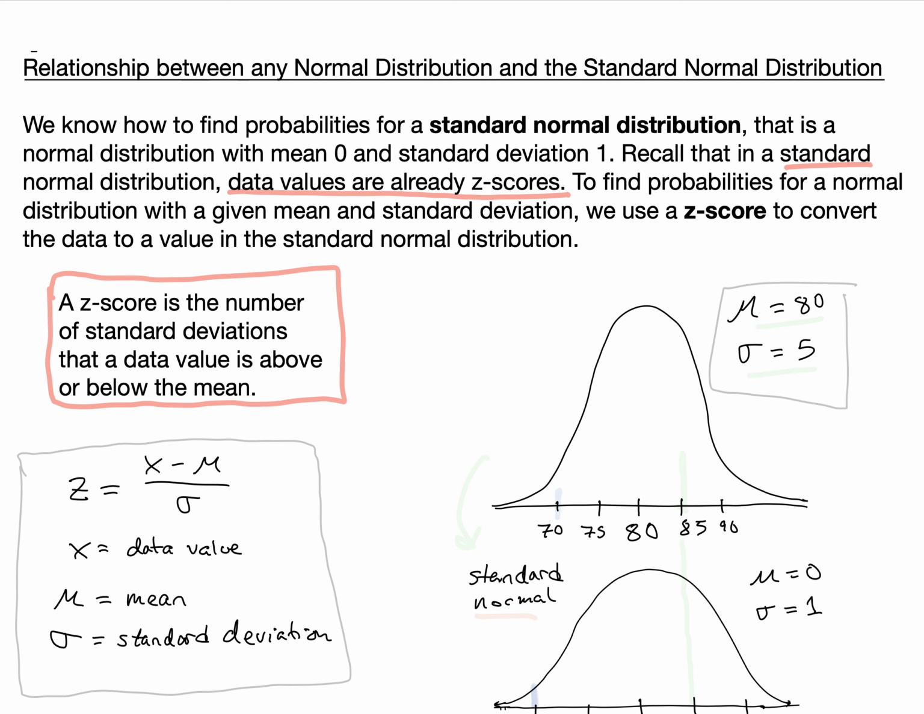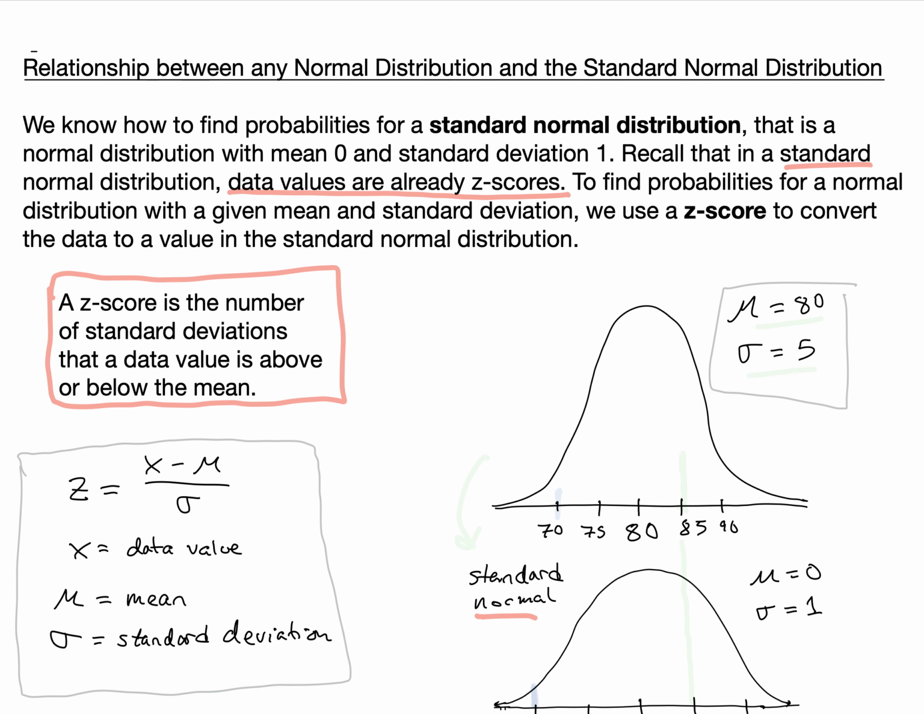So if we're talking about the standard normal distribution, the mean is 0. It is 0 standard deviations above the mean. The data value 1 is 1 standard deviation above 0. 2 is 2 standard deviations above 0, and so on.